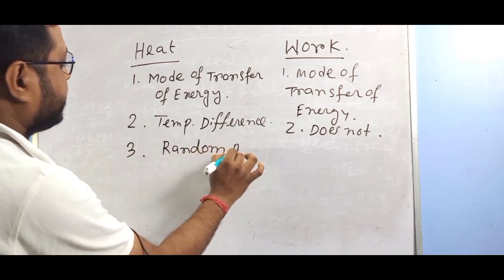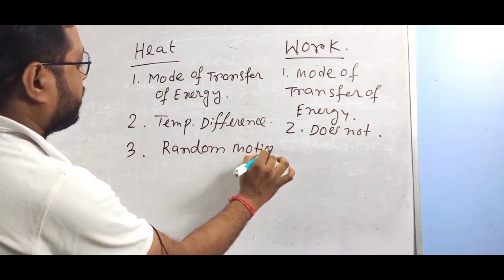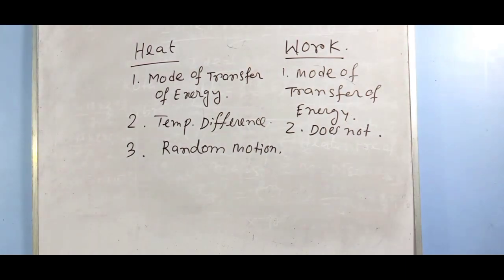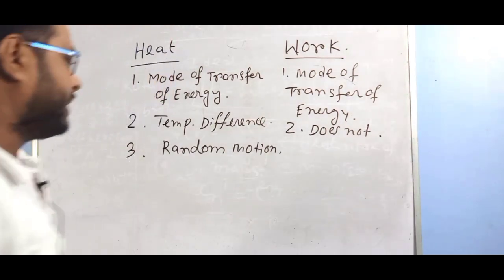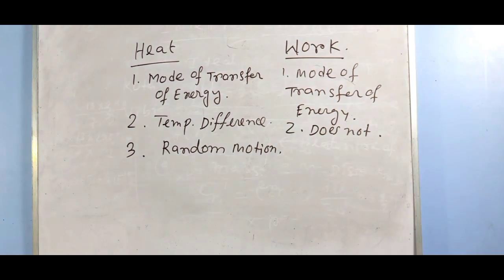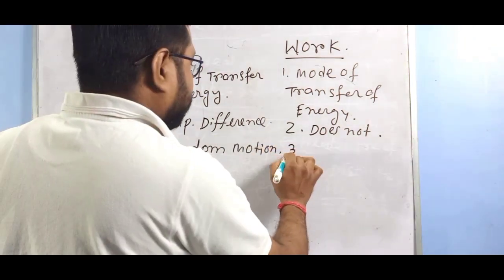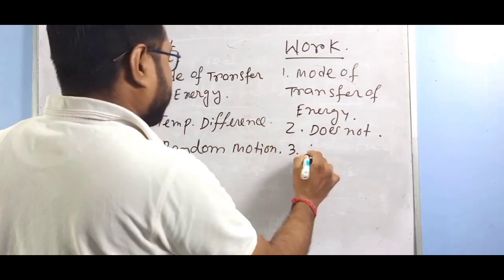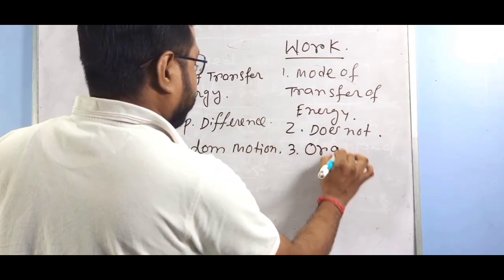Heat is random in motion. Energy transformation in random motion is called heat, because when heat is supplied, the molecules go in every possible direction, not in a particular direction. But work is a mode of transfer of energy in an organized way.